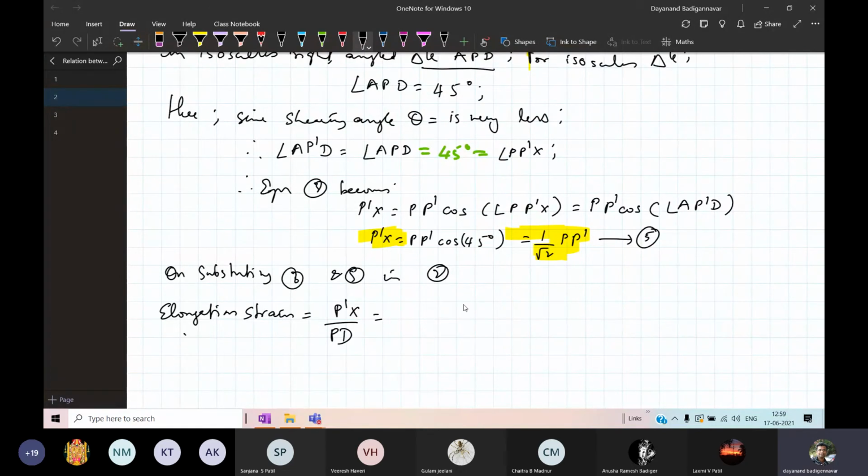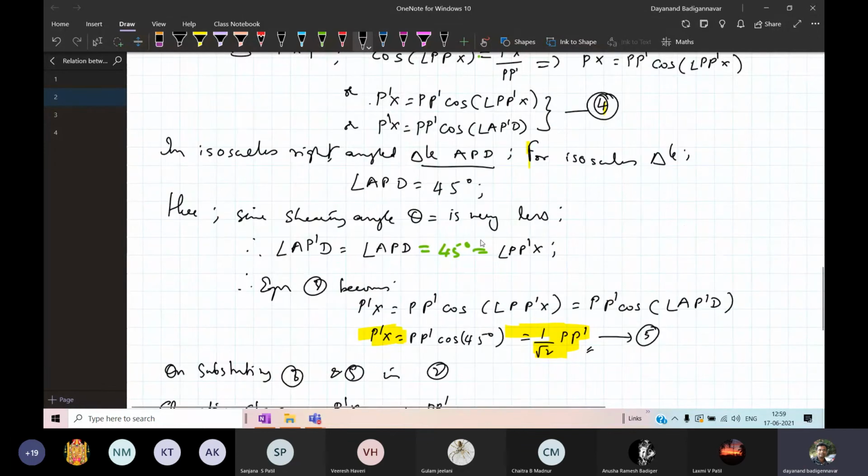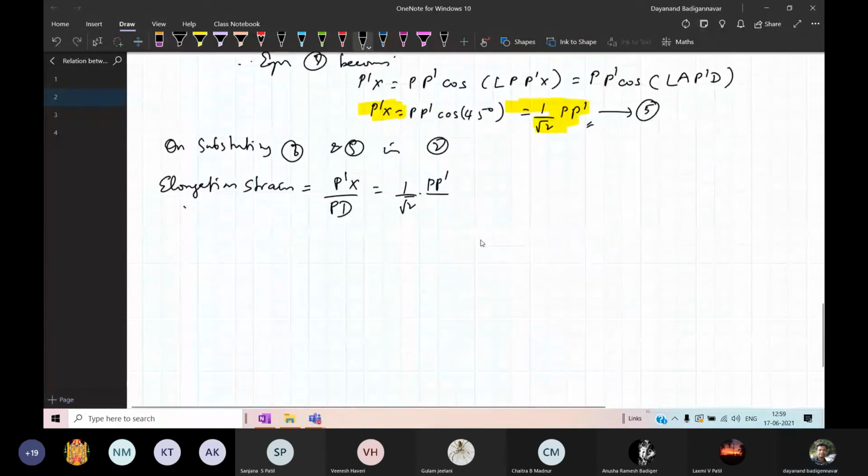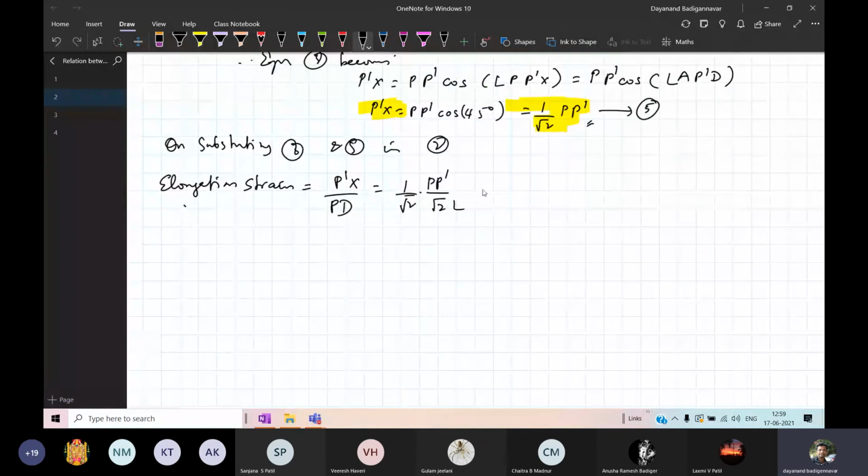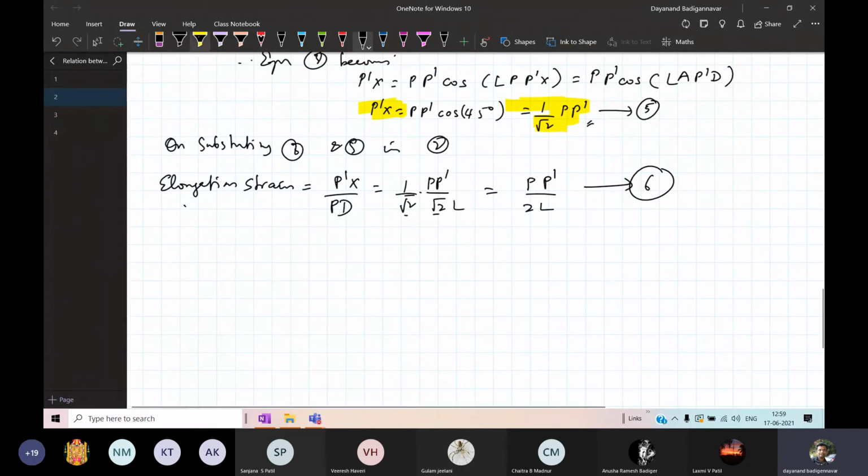What is P dash X? It's already here. It is 1 by root 2 into P dash, divided by PD. What is PD? I have written here in the diagonal. It's root 2 into root 2 L. If I rewrite it, it is P dash divided by root 2 into root 2, which is 2, into L. So this is nothing but equation number 6. This is the elongation strain that has taken place.